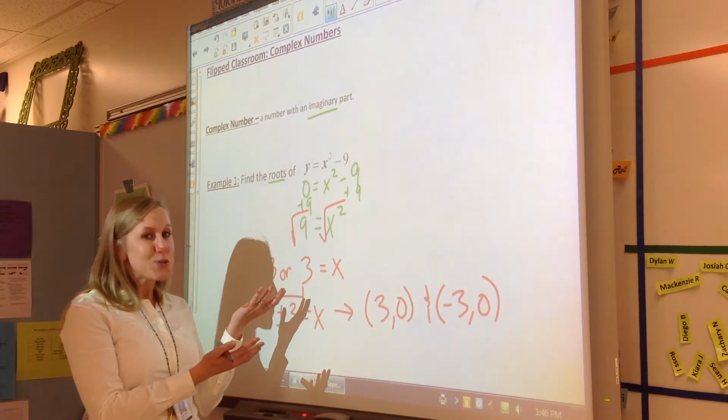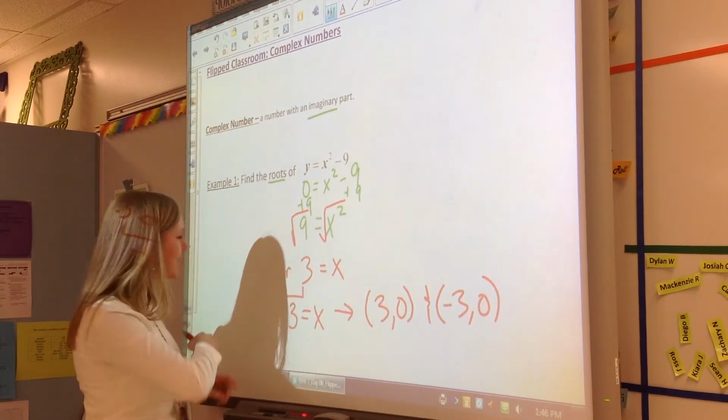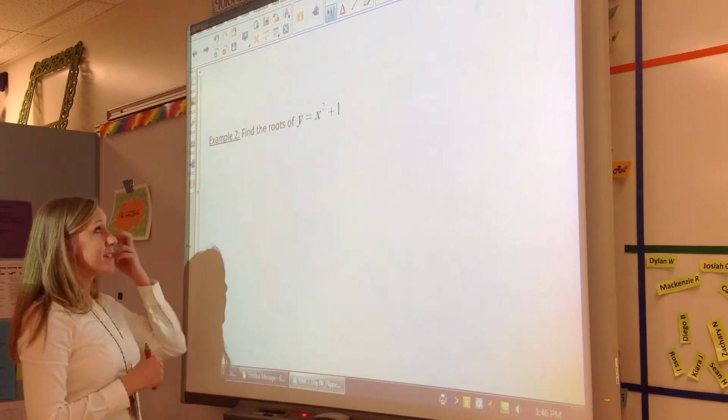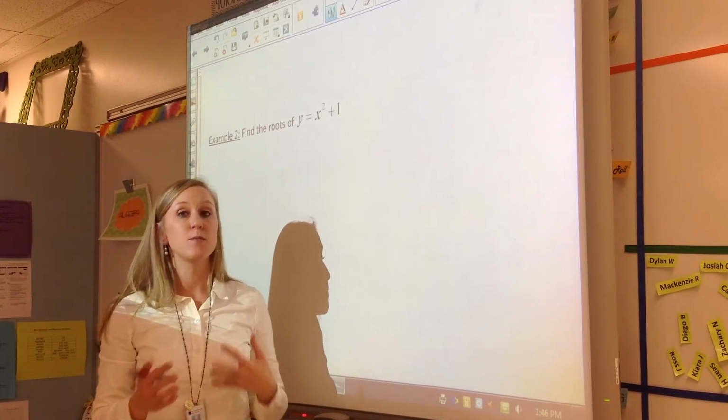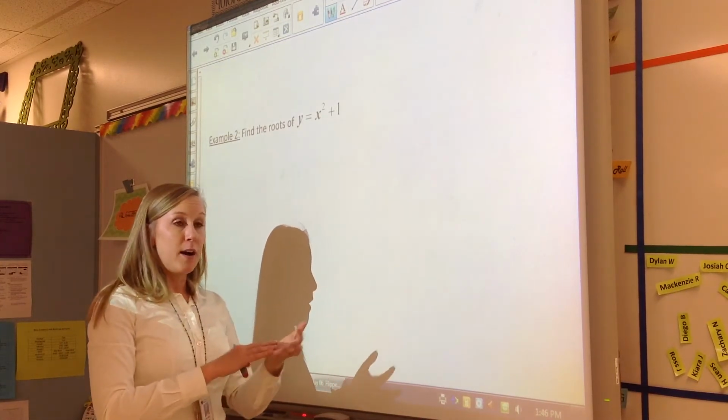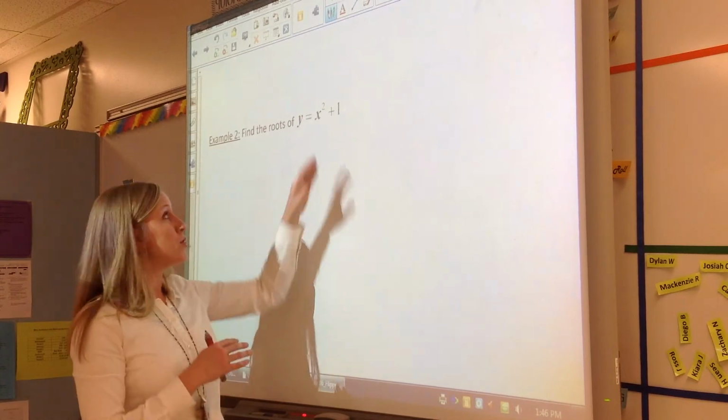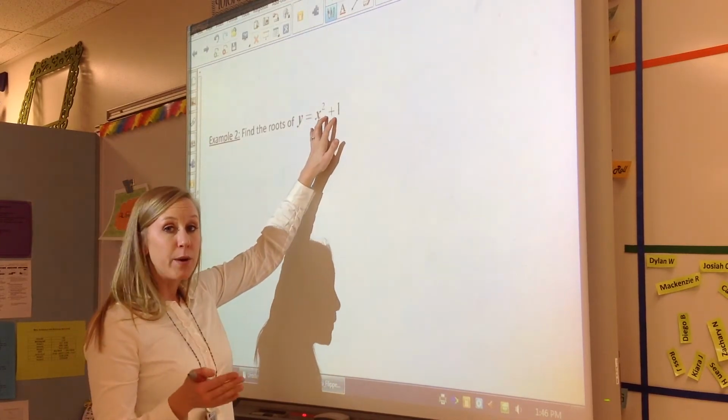So why would I introduce this to you this way? I have a reason. So the next example we're going to work is this one. Find the roots of y equals x squared plus 1. So before I find the roots, I want you to notice the structure of this equation.